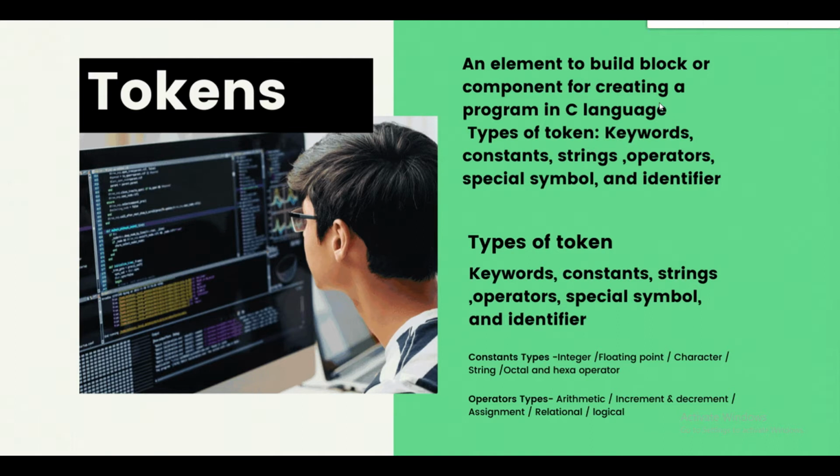Next comes the C token. The C tokens available here are keywords, constants, strings, operators, special symbols, and identifiers. Now we'll discuss each one of them briefly.